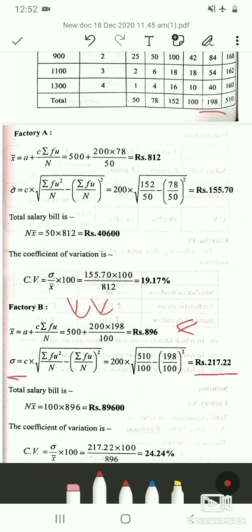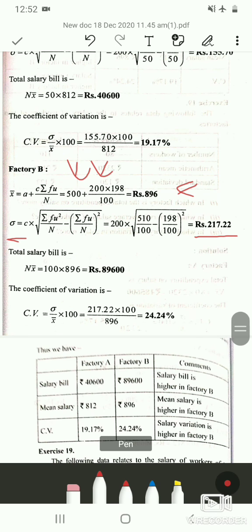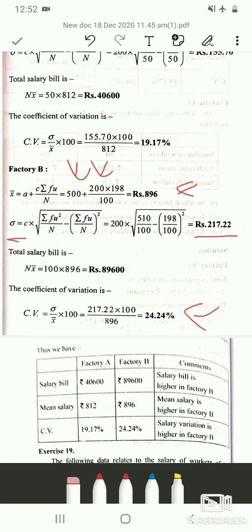So the total salary bill is N into x bar. We have N as 100. So 100 into x bar, we will get it as 89,600 rupees. Now let us calculate coefficient of variation, which is sigma divided by x bar into 100. So substitute all the values and simplify, you will get it as 24.24%. So what we have got is, we have got the standard deviation, arithmetic mean, and total salary bill, and coefficient of variation for both factory A and factory B.